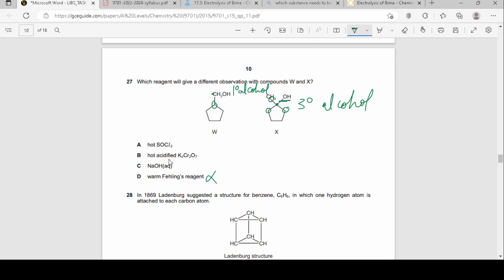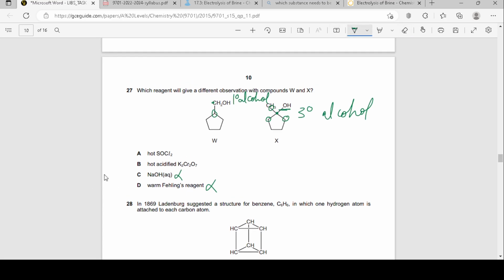And NaOH aqueous will react with neither of them. Why would OH minus substitute to OH minus? That doesn't really make any sense. It's quite a pointless reaction. Maybe there is a reaction, I just don't know about it. Hot acidified K2Cr2O7 would give you a different reaction because primary alcohols can be oxidized further into carboxylic acids. So this would get oxidized into COOH.